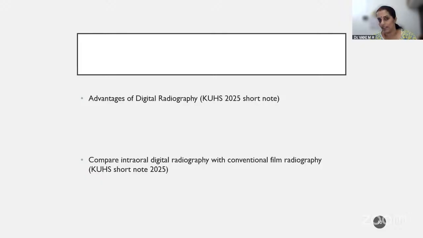Under each heading, under how the receptors are. You all know for conventional films, the receptors are called films, whereas in digital radiography, we call them sensors. Okay, so from that point onwards, you can highlight how intraoral digital radiography is compared with conventional film radiography. You can highlight under each heading and put it in a tabular format.